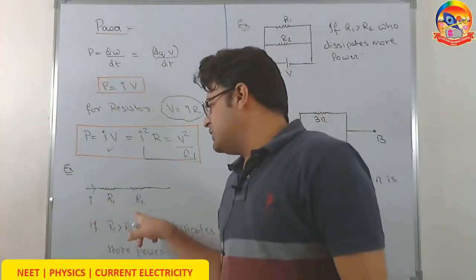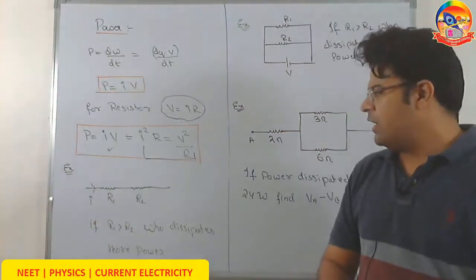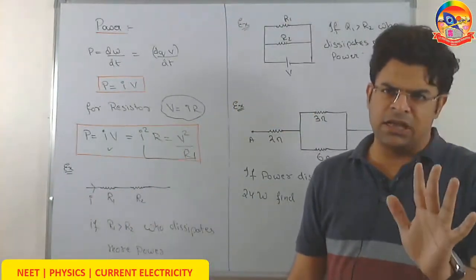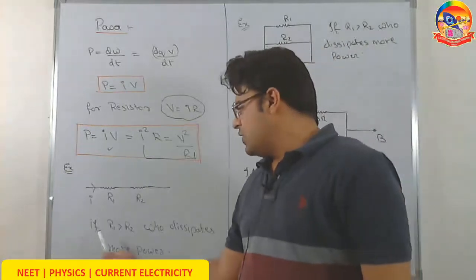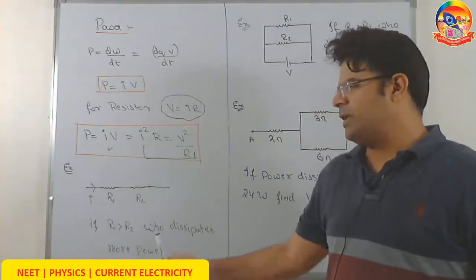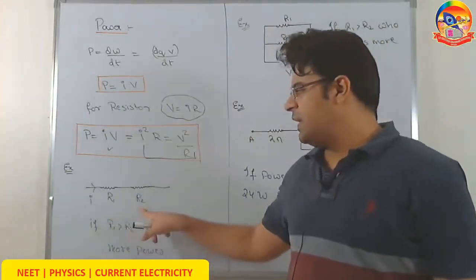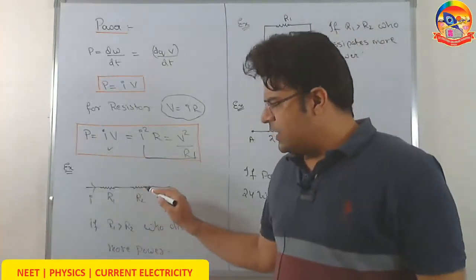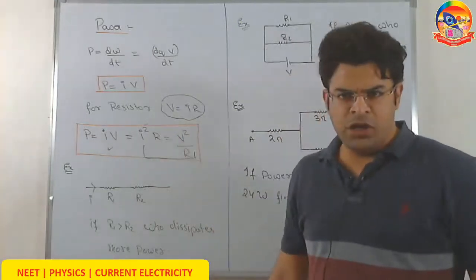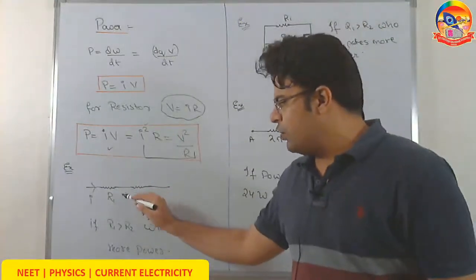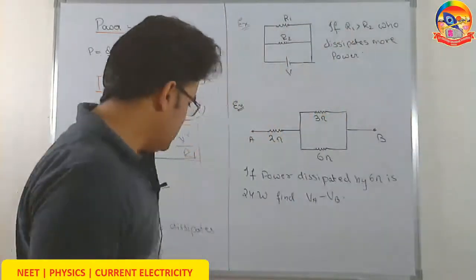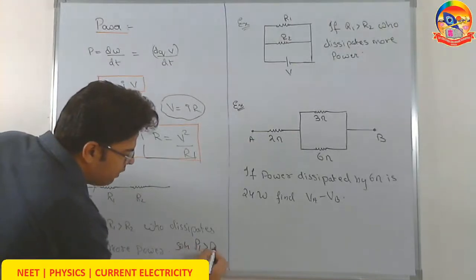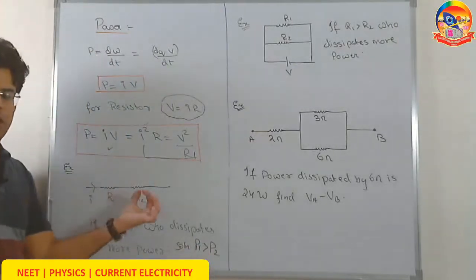Let's say there are two resistors R1 and R2 in series and a current I flows through them. Since the two resistors are in series, the current flowing through them has to be same. Question is, if R1 is greater than R2, who dissipates more power? If resistor 1 is greater than resistor 2, which resistor will dissipate more power? So see, in series, the current flowing through both have to be same. So the resistor of greater magnitude will dissipate more power. So since R1 is greater than R2, in this case you can say that the power dissipated by 1 will be more than power dissipated by 2 when connected in series.